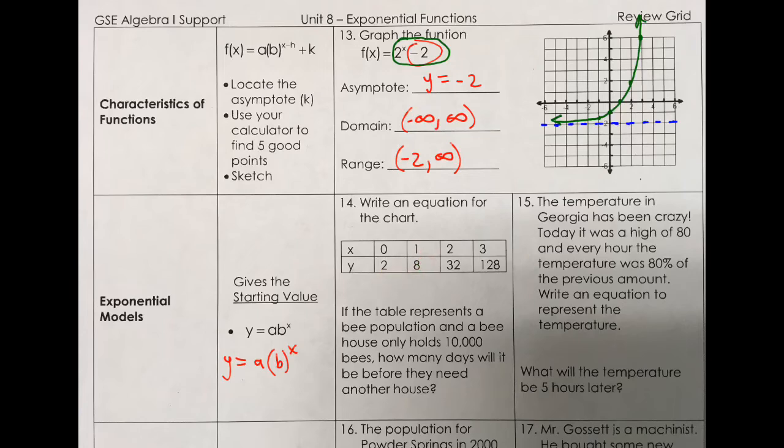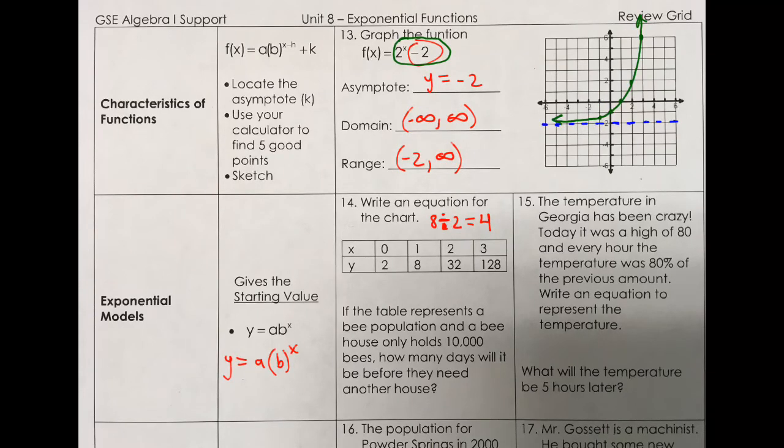And so let's write that down for you. So 8 divided by 2 is equal to 4. And then, I mean, you could use 32. So 32 divided by 8 is also 4. So we know B is going to be 4. And so let's go ahead and fill that in. 4, we know it's going to be to the x power because it's exponential.